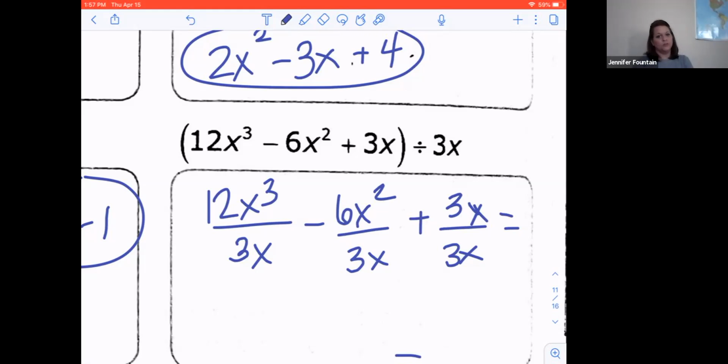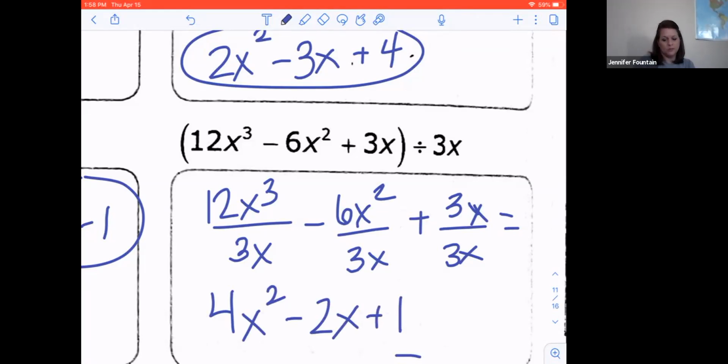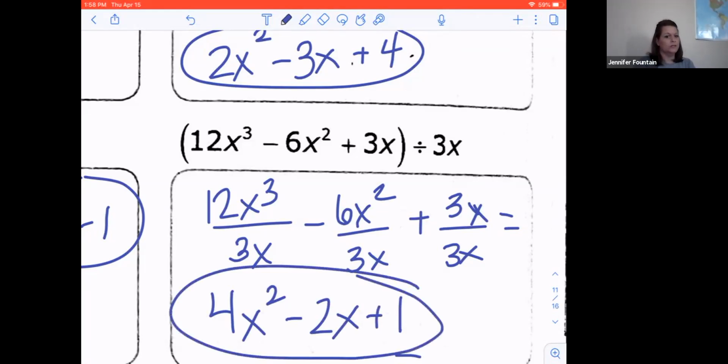Okay, 12x cubed divided by 3x. 12 divided by 3 is 4. X cubed divided by x is x squared. Minus 6x squared divided by 3x. 6 divided by 3 is 2. X squared divided by x is x. Plus 3x divided by 3x is 1. There's our answer.